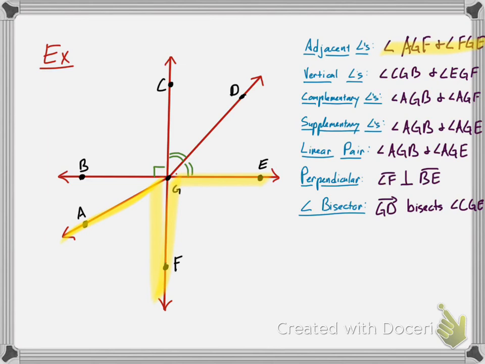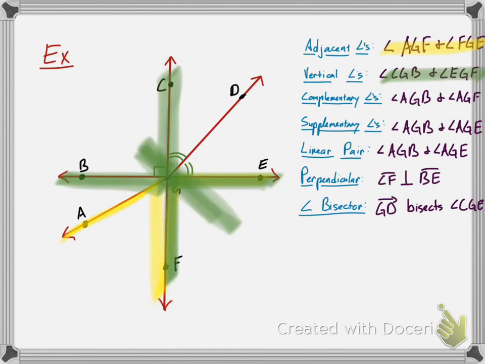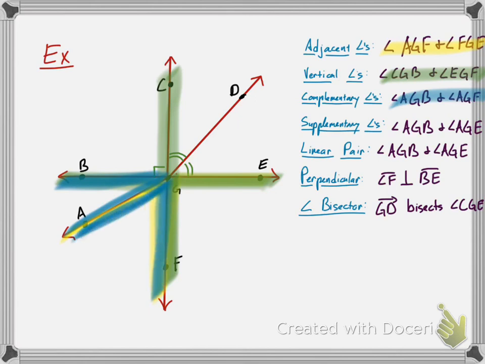For our vertical angles, we have CGB and EGF. So here we're looking for two straight lines and the angles are sort of directly across from one another. Complementary, we're looking for two angles that together make 90 degrees. Here we have AGB and AGF. So those two together would form a right angle.